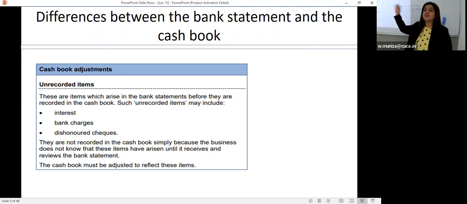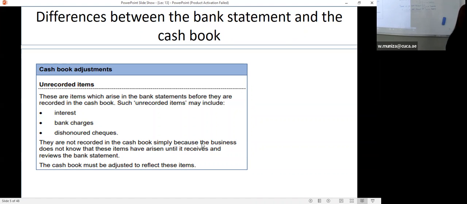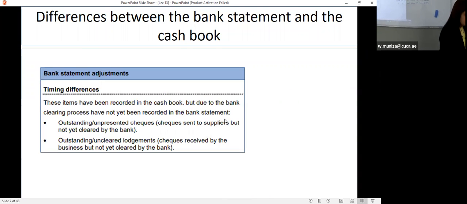It is the interest which is charged by the bank. This is not the other kind of interest. This is the interest which is automatically charged by the bank. They are not recorded in the cash book simply because the business does not know that these items have arisen until it receives and reviews the bank statement. The cash book must be adjusted to reflect these items. So for unrecorded items, we have to make an adjustment in our cash book because in the bank statement, they are already recorded. Then the second category, as we have discussed, is timing differences.